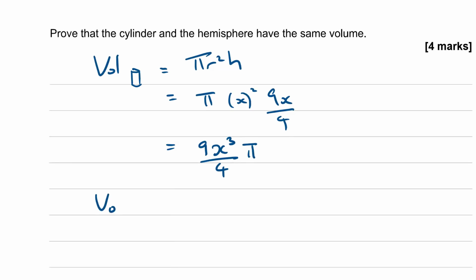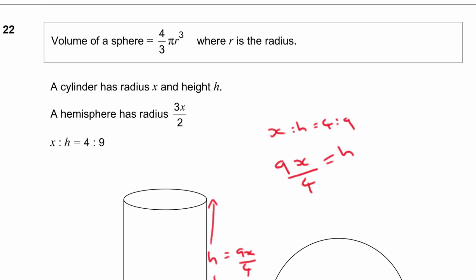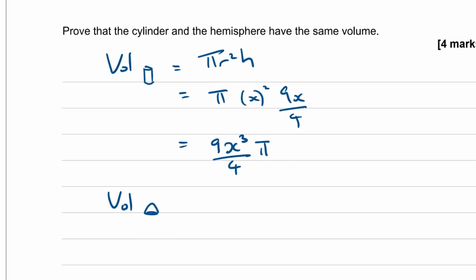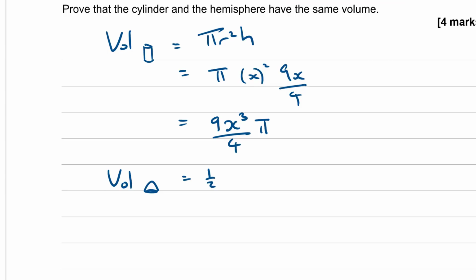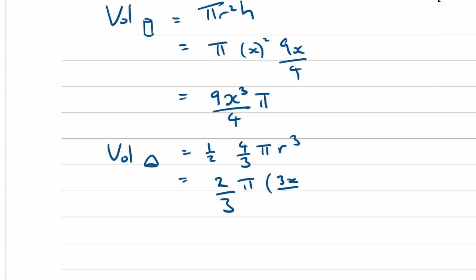And then the hemisphere, what's the volume of that then? So it's going to be half our circle volume. So the volume of a sphere is 4/3 pi r cubed. So half of that is going to be 2/3 pi r cubed, isn't it? So the volume of my hemisphere is half of 4/3 pi r cubed, which is 2/3 of pi times r cubed, and we said r was 3x over 2. So 3x over 2 all cubed.